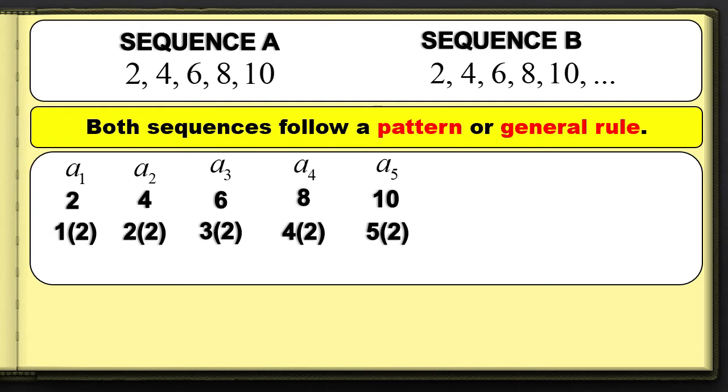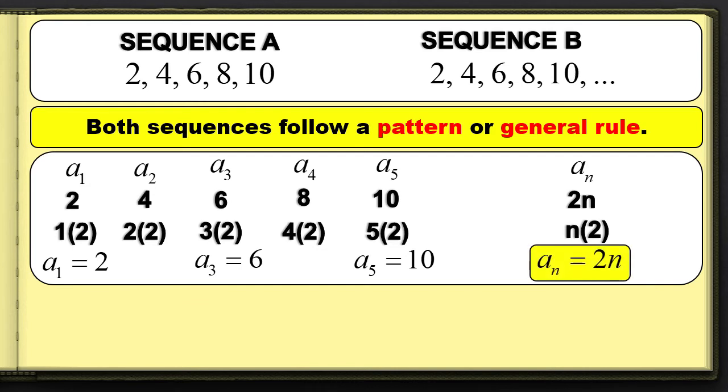If we let n be any number in the sequence, we can derive a general rule or an equation. If a sub 1 is equal to 2, a sub 3 is 6, and a sub 5 is 10, then a sub n is equal to 2n. The resulting equation could be used to solve for the nth term.